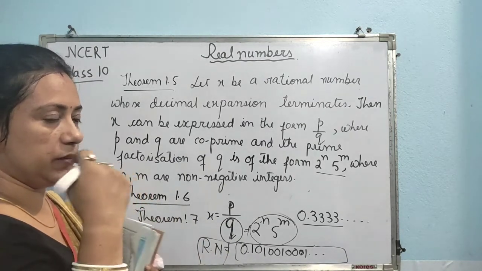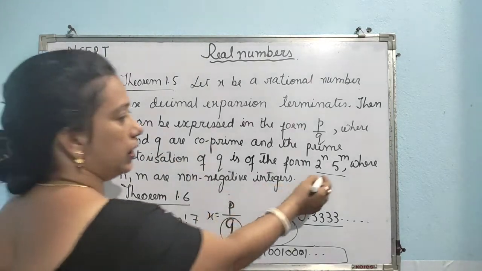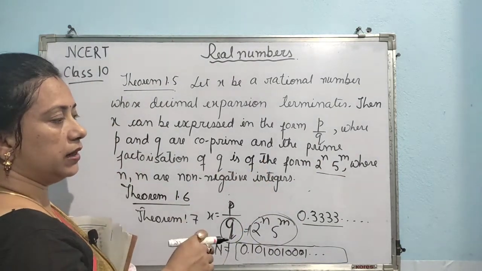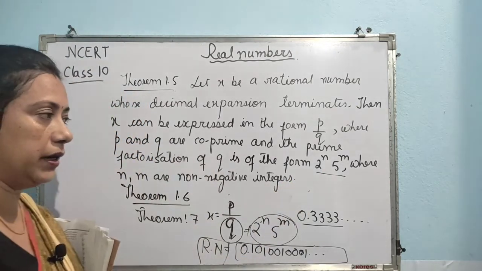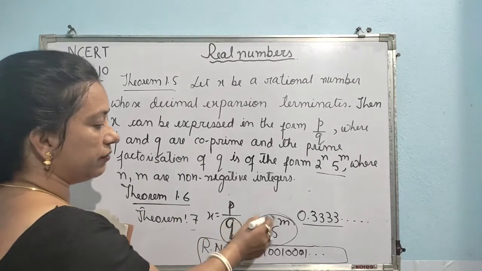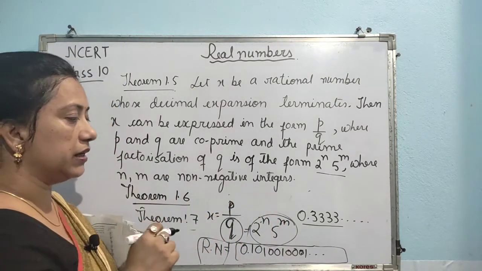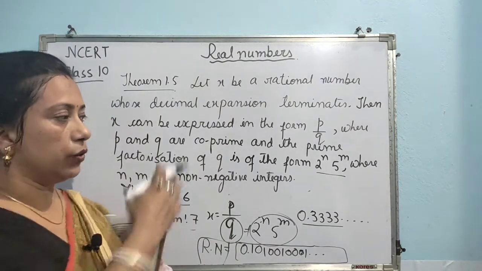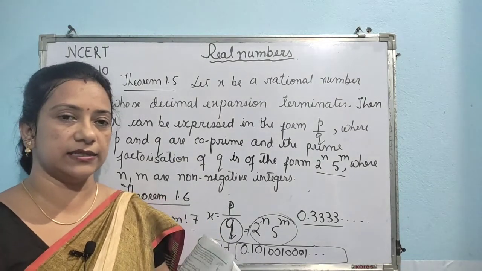So from these three theorems we get some basic ideas. If a rational number has a terminating decimal, then its q will be in the form 2 to the power of n, 5 to the power of m. Again, if a rational number has q in this form, then it is going to give you a terminating decimal. And in 1.7 they are telling that if a rational number does not have its denominator in the form 2 to the power of n, 5 to the power of m, then it will give you a decimal expansion which is non-terminating repeating. It will be more clear when we do some sums from our next exercise, exercise 1.4.